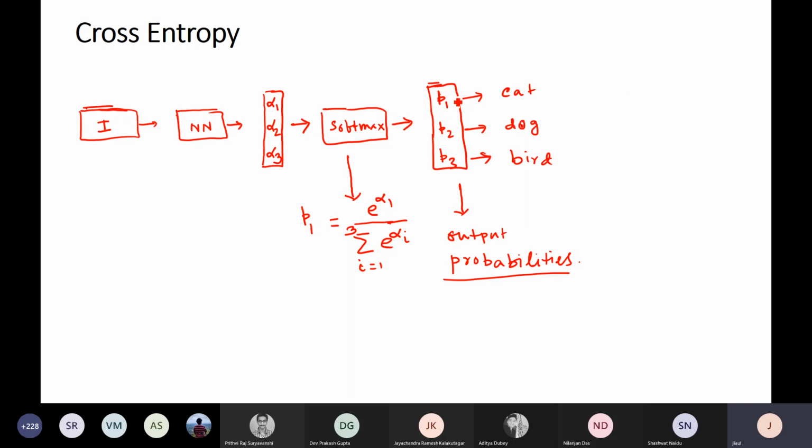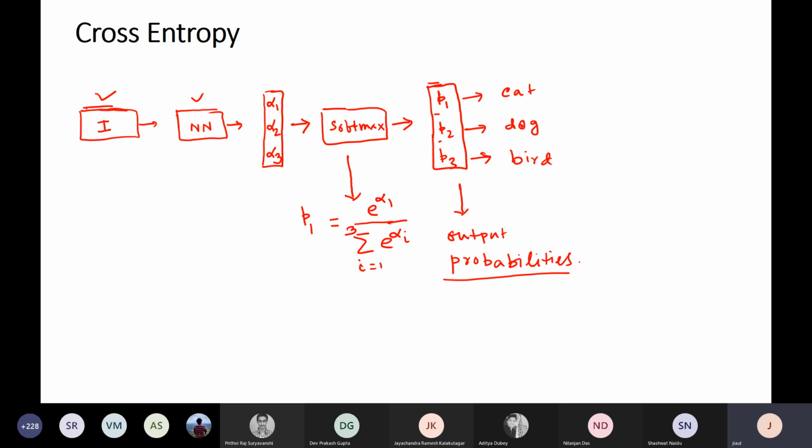Okay, so this P1 will tell that for this particular input I, my trained network is going to give you to what extent the input I will belong to cat with probability P1. Similarly, the input I will belong to the category dog with probability P2, and bird with P3. Okay. So given an input, this is the way you first compute, by taking the forward pass, these output probabilities.